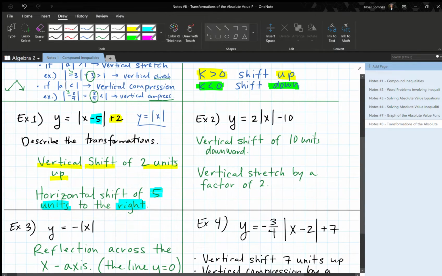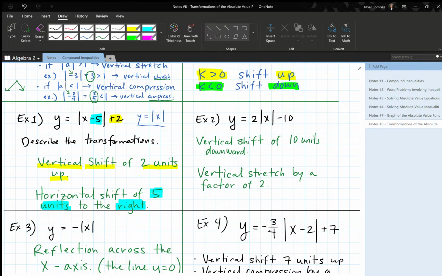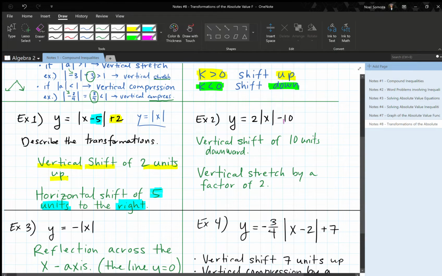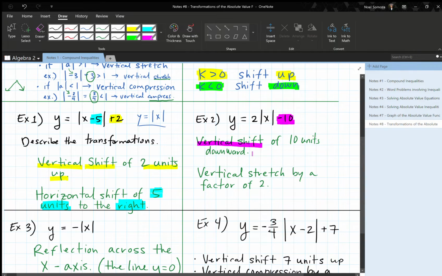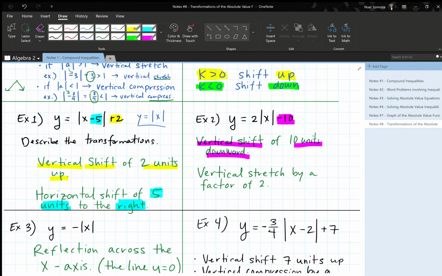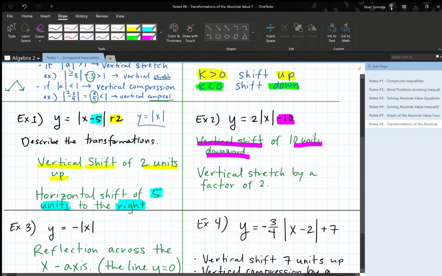Let's take a look at example number 2. Again, we have two different changes that are happening here. The first one, let's take a look at the simple one here. We have a minus 10 attached to the outside, right? It's a minus sign. So if it's minus, you don't go up, you go down, all right? So we have a vertical shift here of 10 units downward. The other one is pretty simple. You can see it, that there's a 2 in the front.